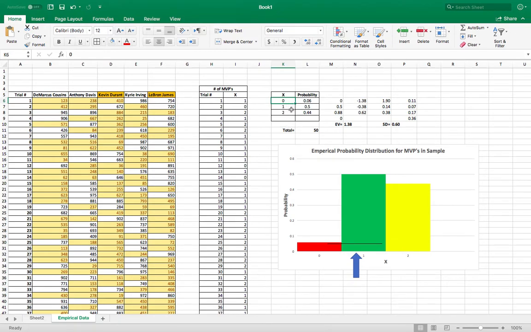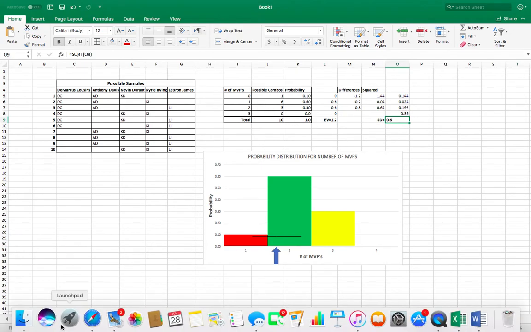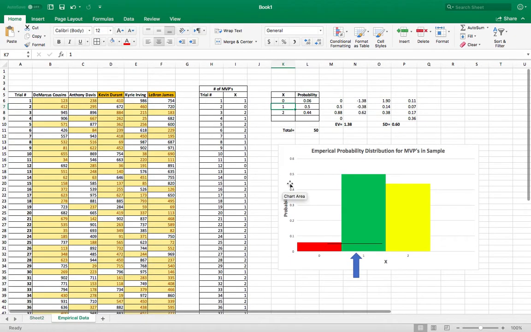So 1 on the last chart or histogram, the probability was 60%. I'll flash back real quick. 60%, as you can see here, and the probability of drawing 2 MVPs was 30%. But that's a lot different from this data that we gathered, where drawing 1 is 50% rather than 60, and drawing 2 is 44% rather than 30%. So our charts obviously look a lot different. 2 is obviously higher, and 1 is obviously lower.